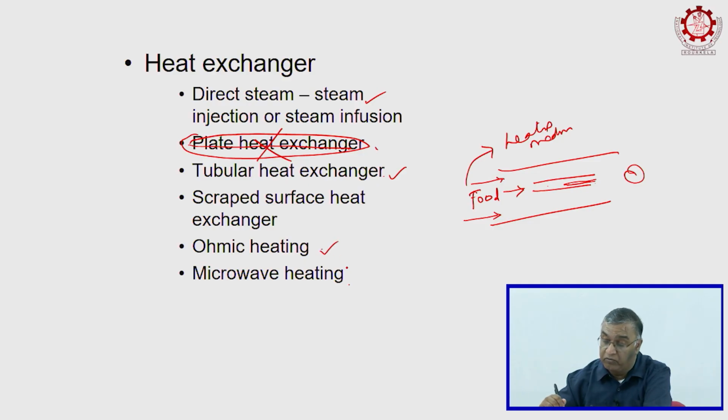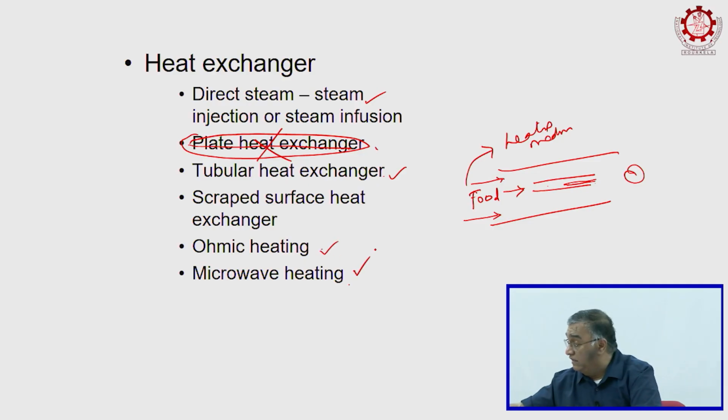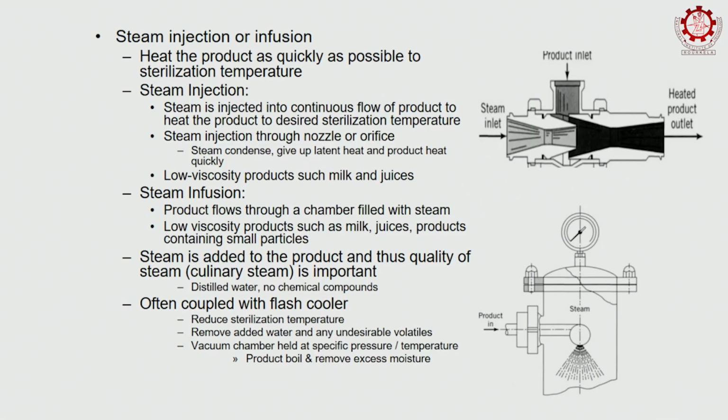We will talk about ohmic heating and microwave heating in the next 2 lectures. Steam infusion, basically you have a product here, and then you have steam, and you mix them in this zone, and then you have a product. Steam has a very high latent heat.